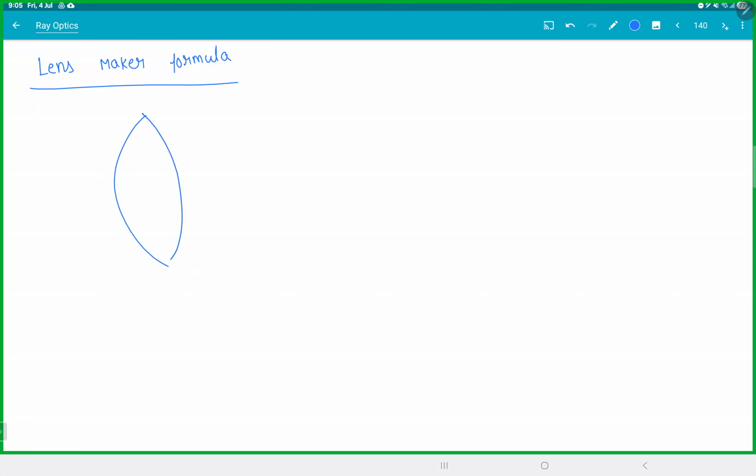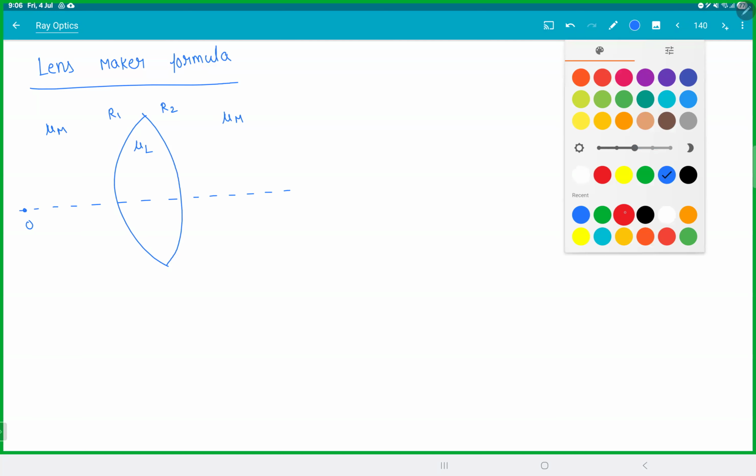So if you have a lens, mu L, outside is mu M. Now this lens could be concave, convex, anything. So R1, R2 can be positive or negative. We'll just keep them as they are. Now, if you have an object here, a lens is nothing but refraction on a curved surface 2 times.